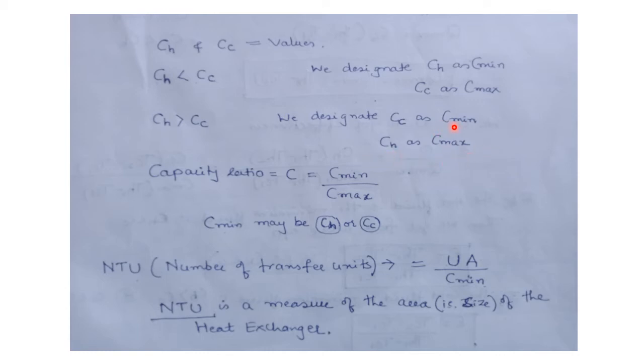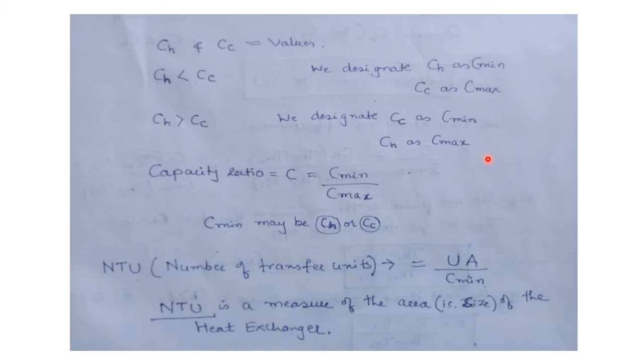So C minimum indicates the minimum capacity rate and C maximum indicates the maximum capacity rate. It depends on the condition, on the values. Whichever fluid has the lesser capacity rate, we call that the C minimum, and whichever has the greater value, we consider it as the maximum capacity rate of the fluid.